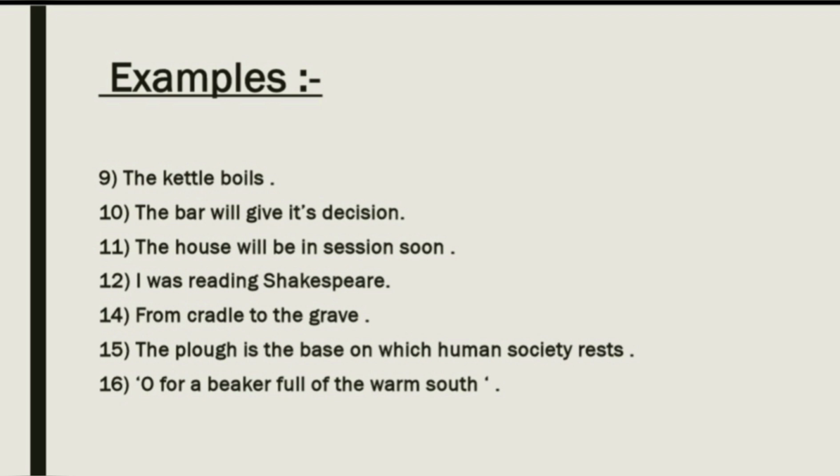The next is: the plow is the base on which human society rests. So here plow is representing cultivator or cultivation. Human life is primarily based on agriculture, which is also a primary occupation. So the next example is: oh, for a beaker full of the warm south. So here wine is described by warm south. Warm south represents wine, that is the warm sun of the south which ripens the grapes from which the wine is produced. Therefore warm south represents wine.